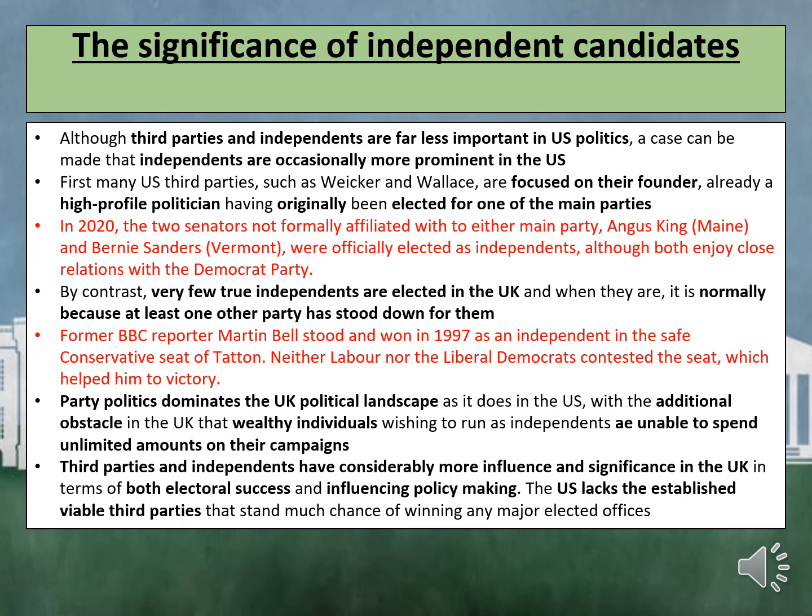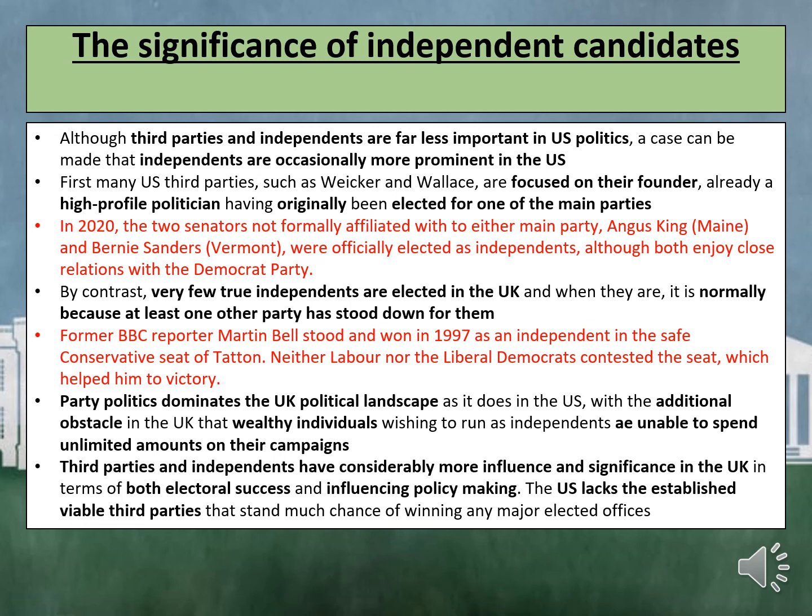By contrast, very few true independents are elected in the UK, and when they are, it is normally because at least one other party has stood down for them. Former BBC reporter Martin Bell stood and won in 1997 as an independent in the safe Conservative seat of Tatton. Neither Labour nor the Liberal Democrats contested the seat, which helped him to victory.